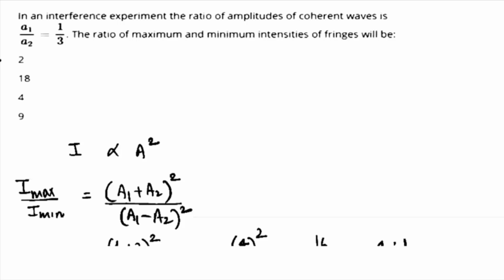So this will be the ratio of the maximum to the minimum intensity, which is given to us in option C. I hope this helps you with the answer.